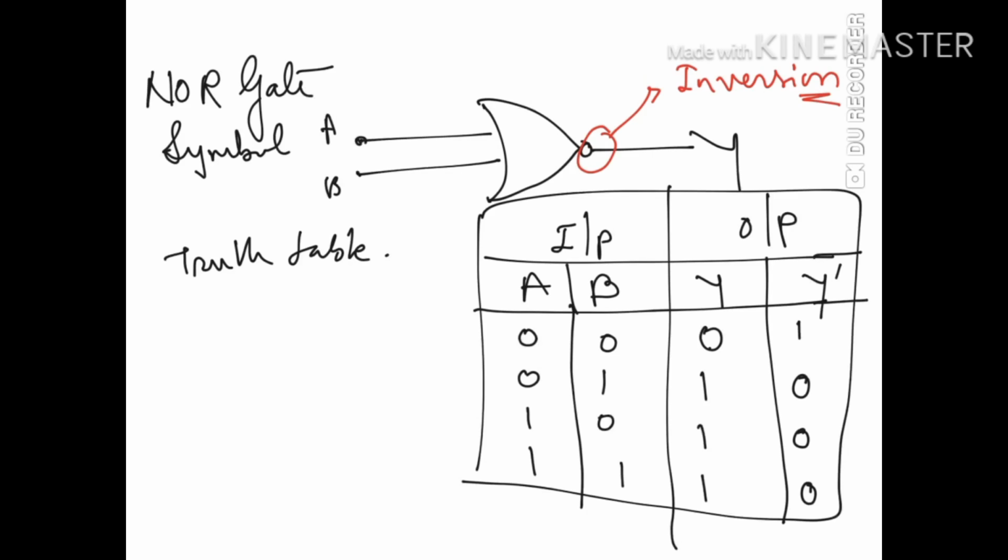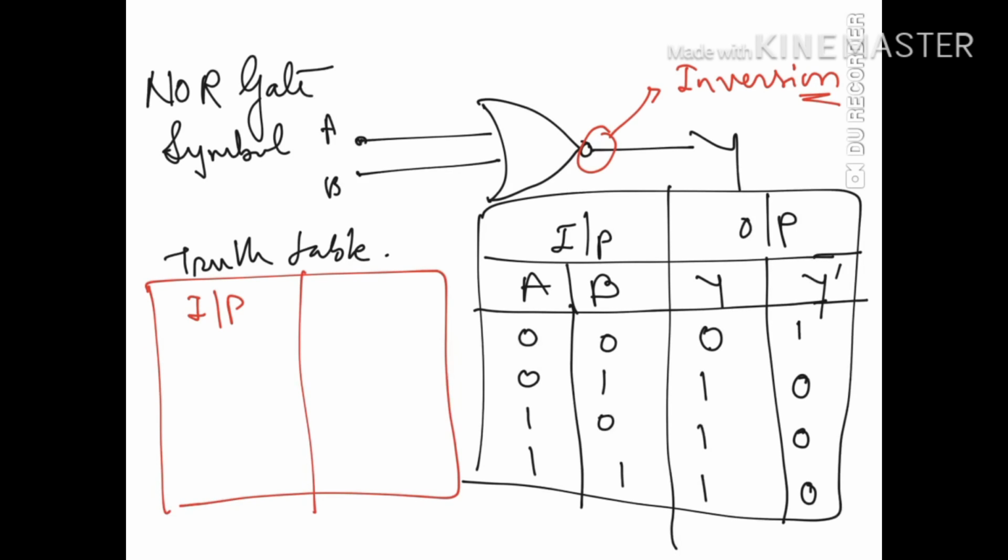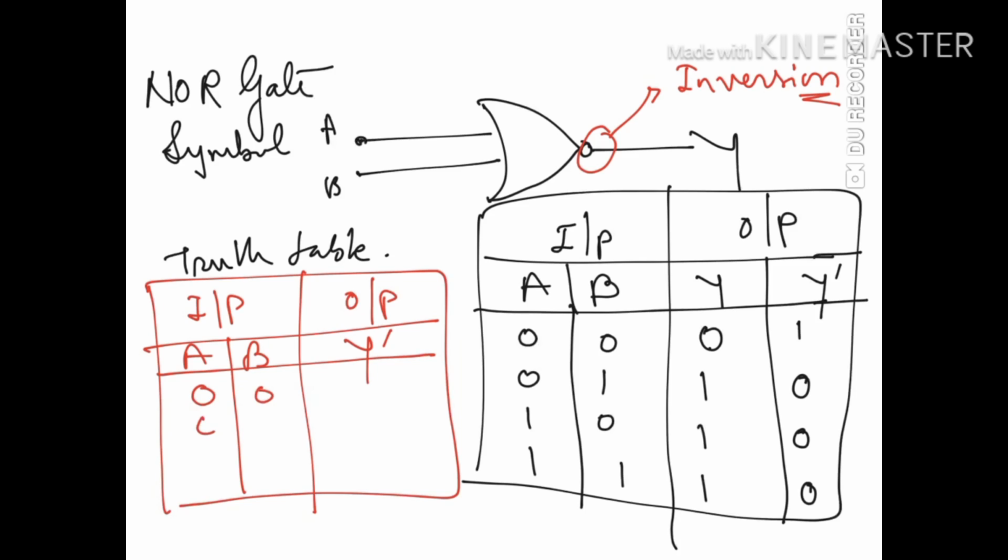So if we have to take the final truth table for this, it will be input, and this is the output. Here you will find A and B, and here you will find Y dash: 0, 0, 0, 1, 1, 0, 1, 1. And finally you get 1, 0, 0 and 0. So here it will be represented by A plus B, whole bar. Right? So this is it.